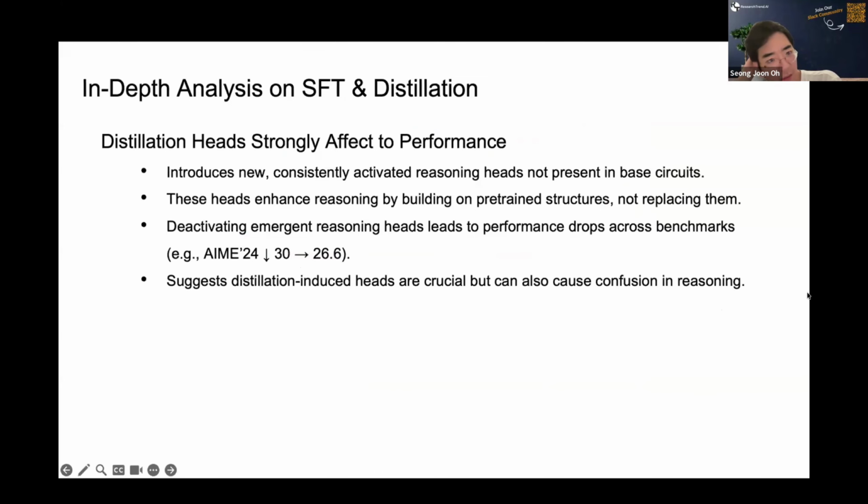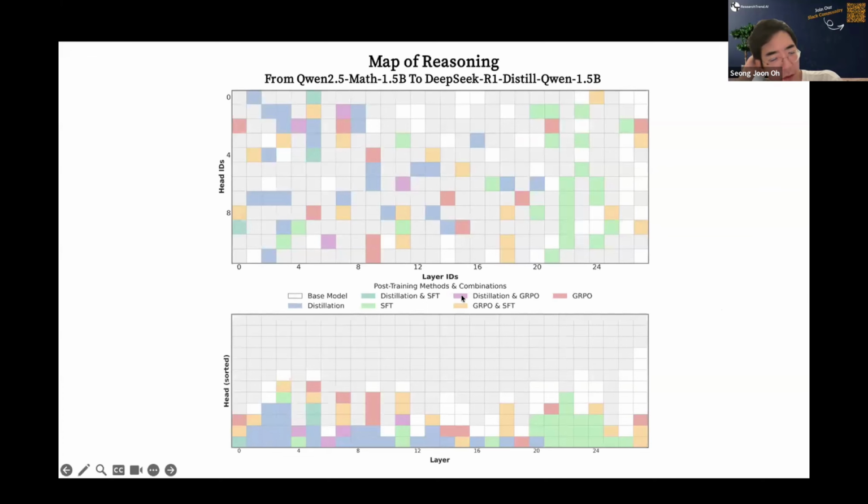Can I ask a question here? Oh, yeah, sure. What's the difference between the above and below? So the above is using the exact head IDs and layer IDs, and the lower one, the y-axis, is just the heads sorted. It is just a stacked version of the attention heads. So you can see how many attention heads are emergent in these layers, and the colors show which layer the post-training focuses on.